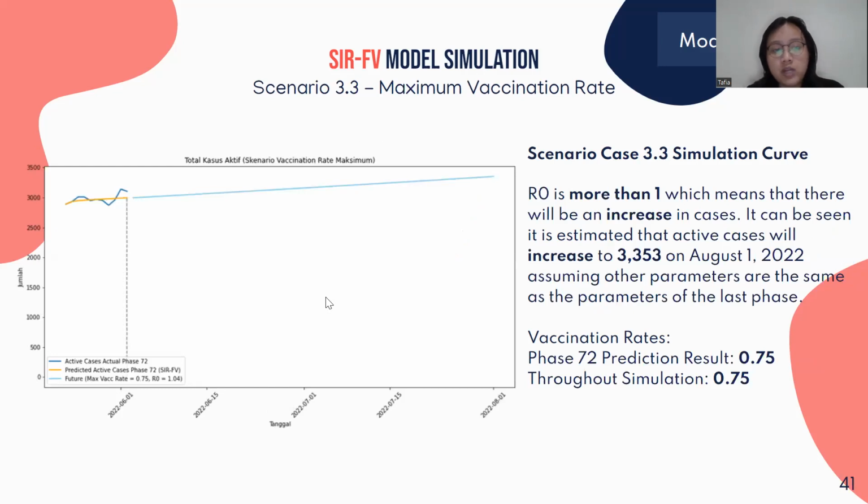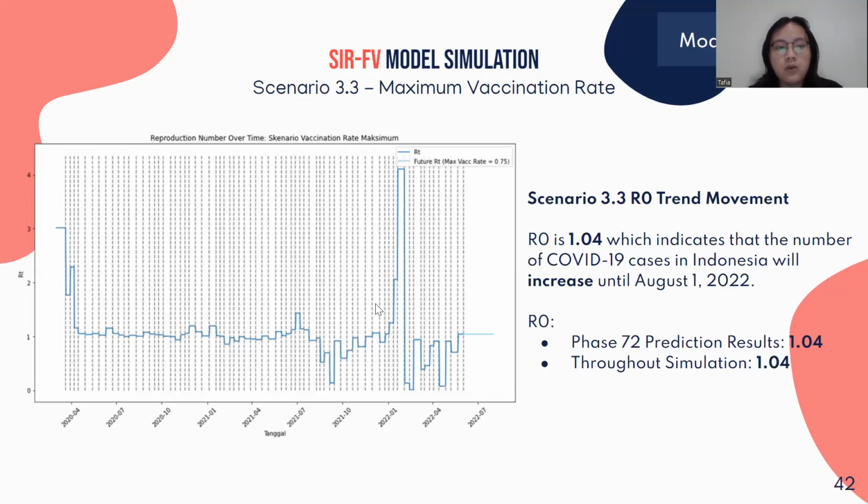The manipulation of vaccination rate using the largest vaccination rate of 72 phases, with a fixed vaccination rate, the trend of active cases in Indonesia still tends to increase slowly until August 1st, 2022. In this case, R0 is more than 1, which means that there will be an increase in cases. It can be seen that active cases will decrease, and it is estimated that active cases will increase to 3,353 on August 1st, 2022, assuming other parameters are the same as the parameters of the last phase. In this scenario, R0 is 1.04, which indicates that COVID-19 cases in Indonesia will increase until August 1st, 2022.